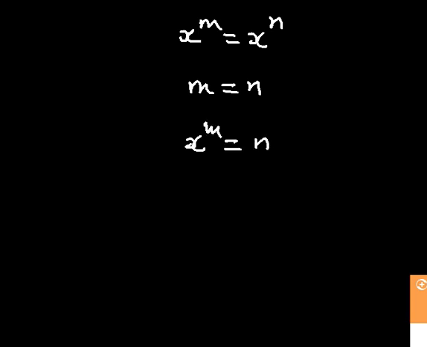Let's say we have x to the power m being the same as x to the power n. Since the bases are the same, it means the powers are also the same. So in this case, m is the same as n. And let's say we have x to the power m, which is equal to n to the power m. In this case, since the powers are the same, the bases are also the same. So x is the same as n.